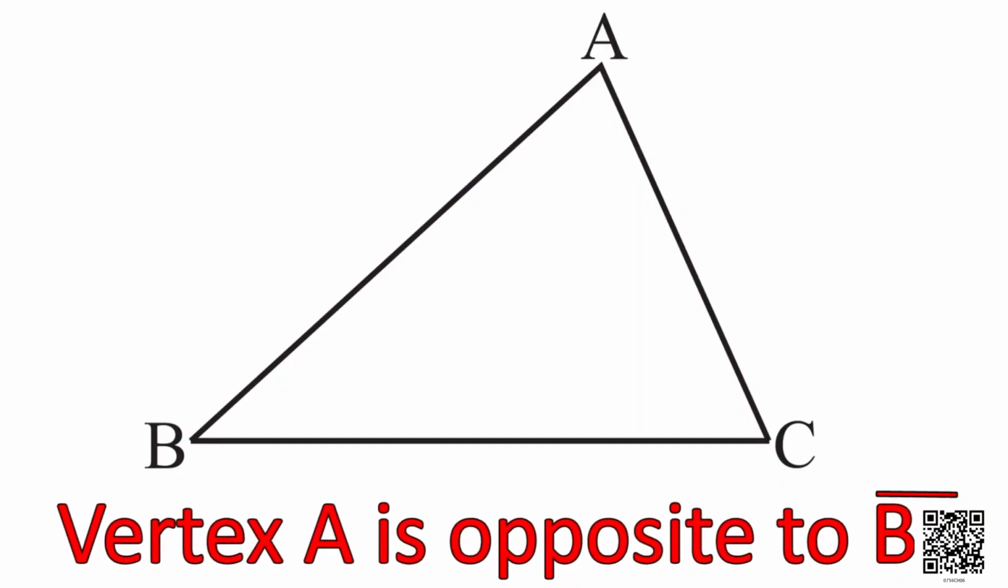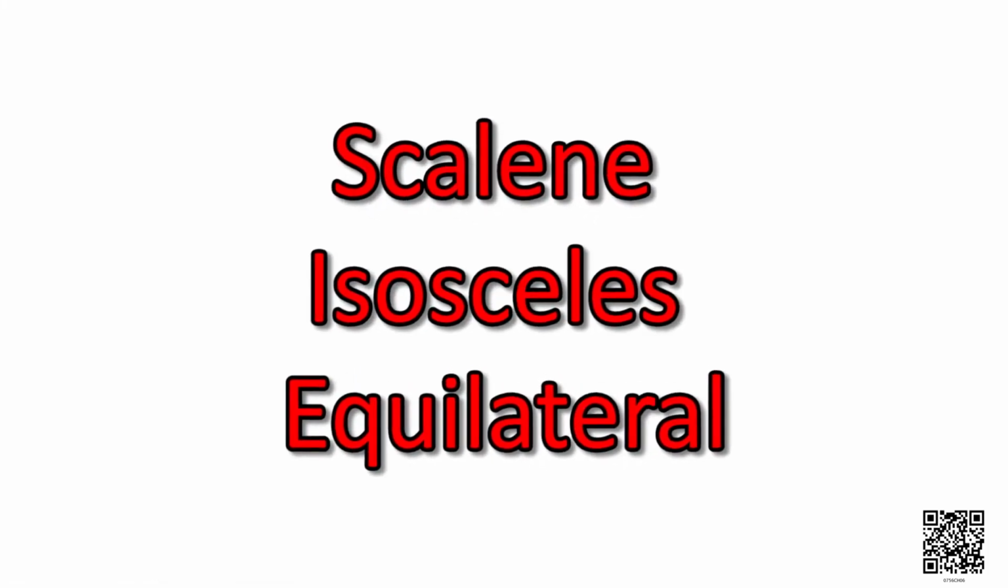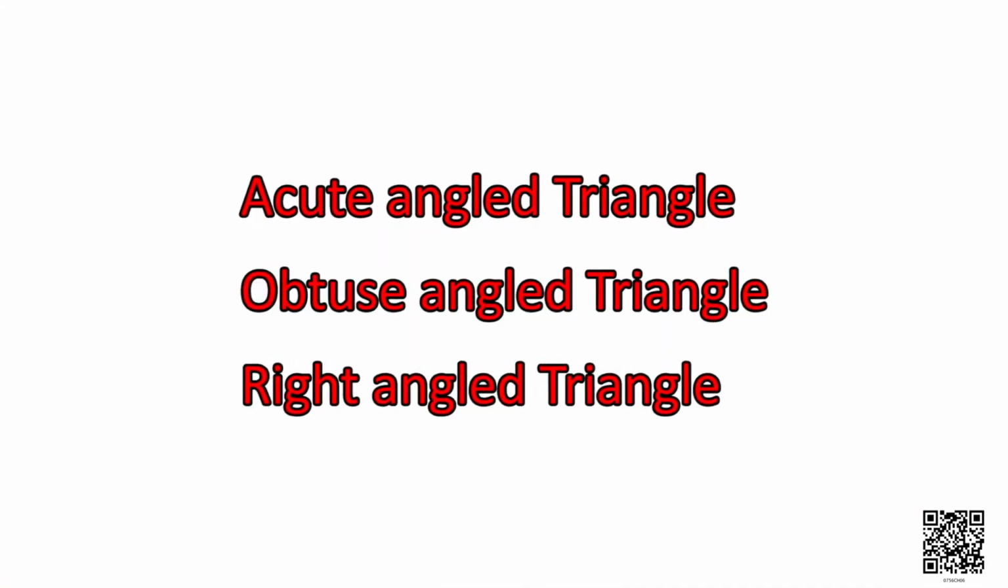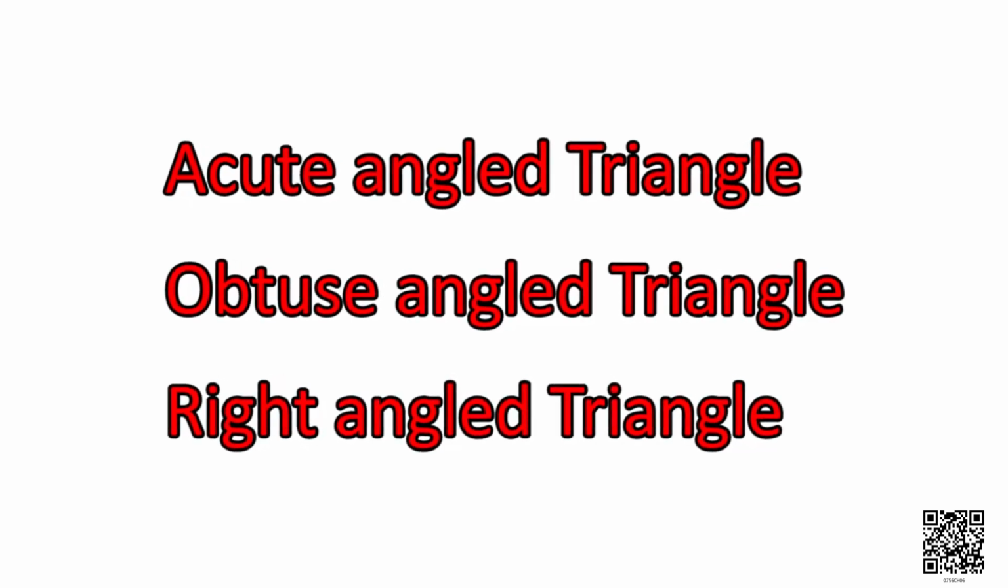Now the side opposite to the vertex A is BC and the angle opposite to the side AB is, yes, this one. Now you know how to classify triangles based on the sides, angles. Based on the sides, triangles are of 3 types, that is scalene, isosceles and equilateral triangles. And based on angles, triangles are of 3 types, that is acute angled, obtuse angled and right angled triangles.